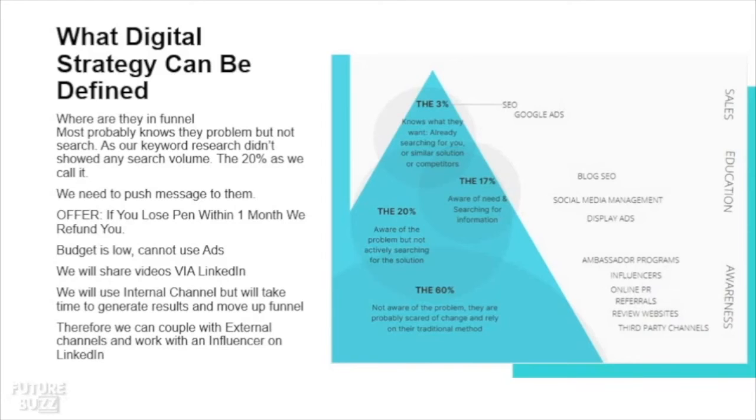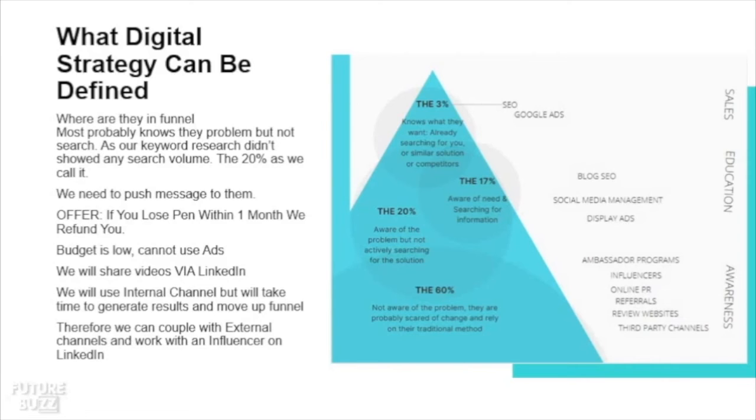Then we define the digital strategy, where they are in the funnel. So at this level, most probably they will be in the 20% of the funnel. Quite down means that they are aware they have this problem, that they are not really searching, which is confirmed when we check online on keyword research. There's not really search volume for these terms.